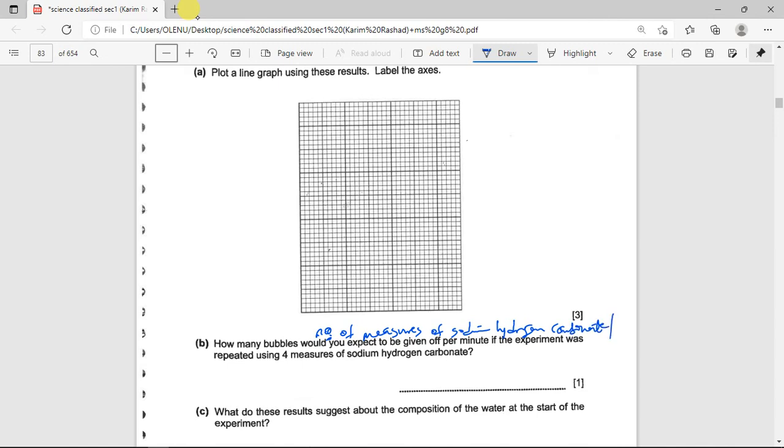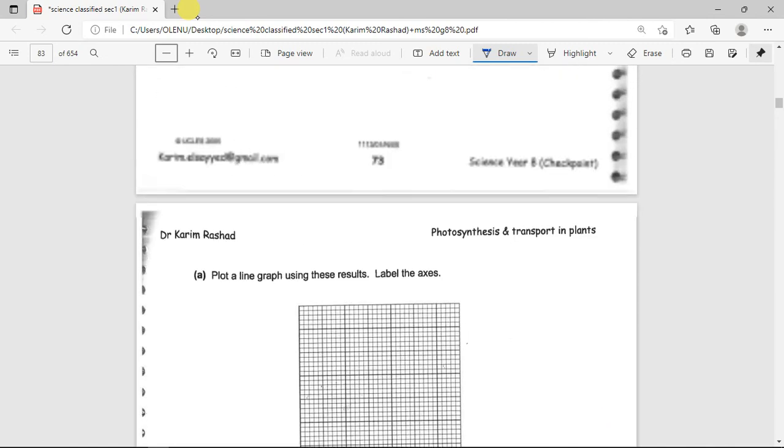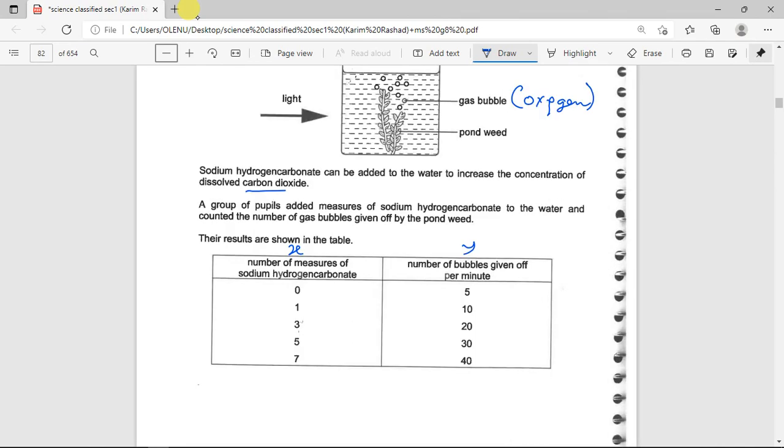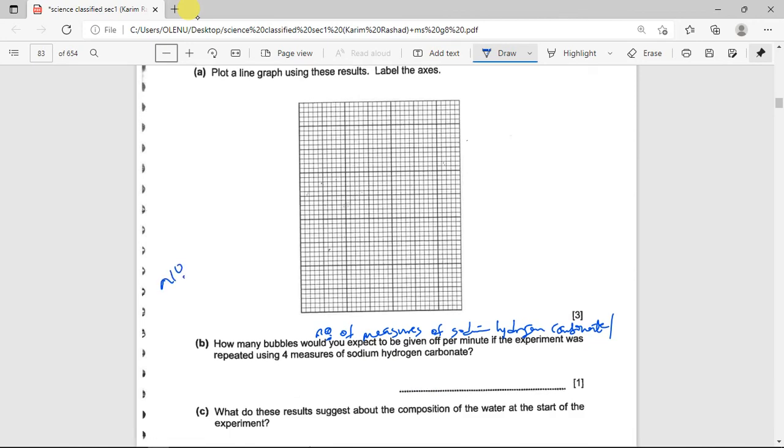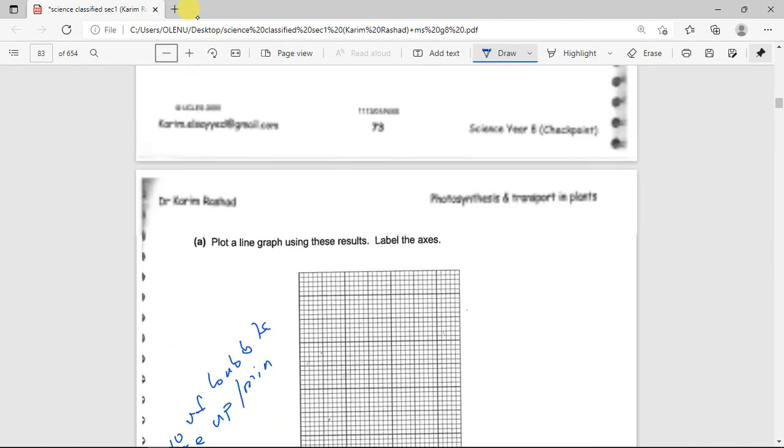Always remember to include your unit. So here the unit can be, okay, they didn't even add it. So number of bubbles given off per minute. So here will be my number of bubbles given off per minute. So the next thing is your scale.